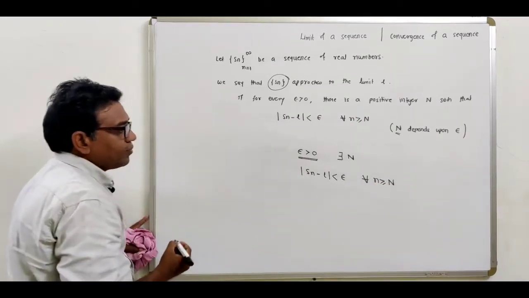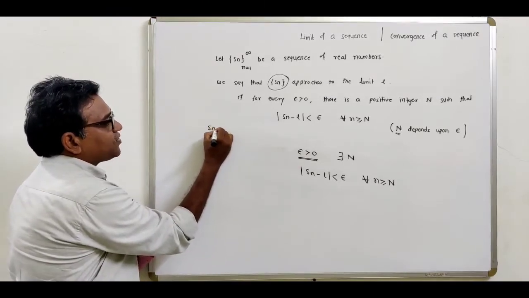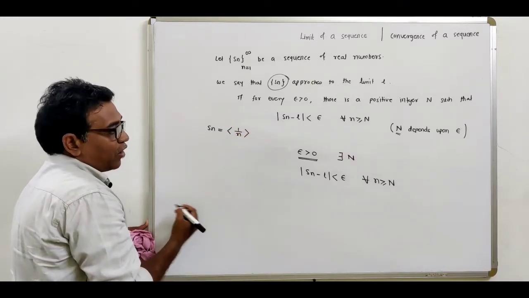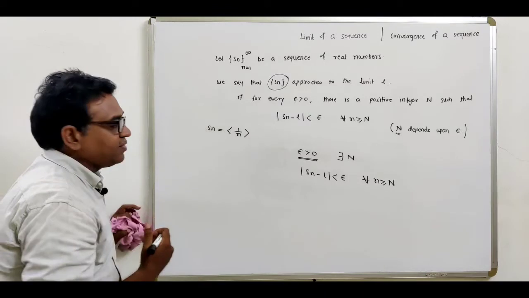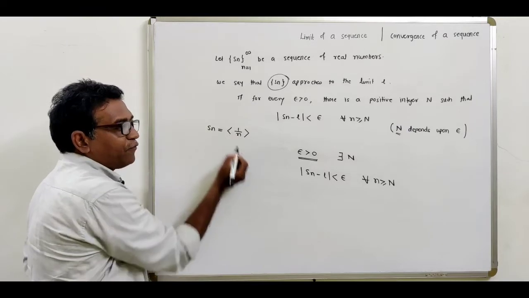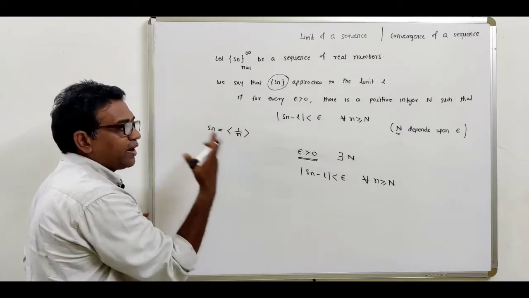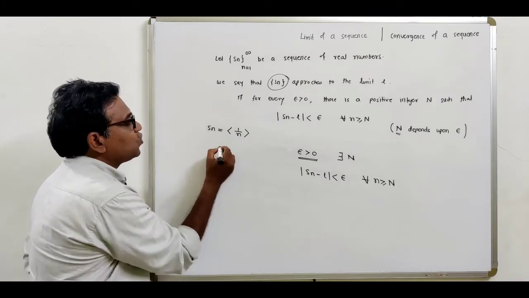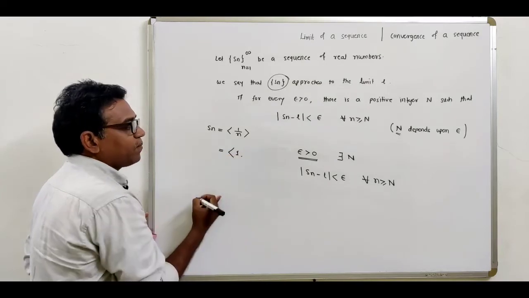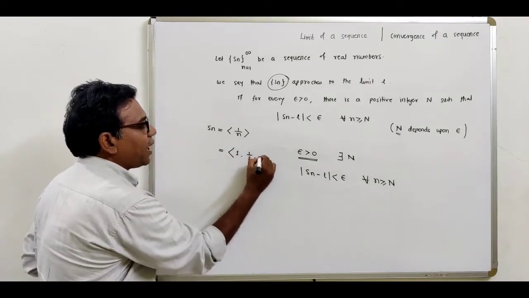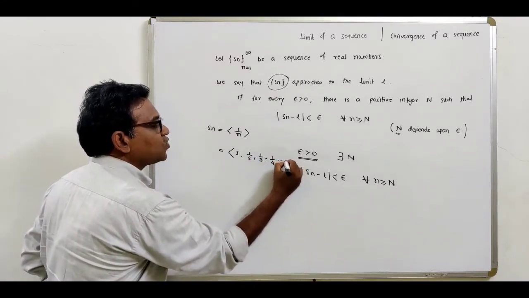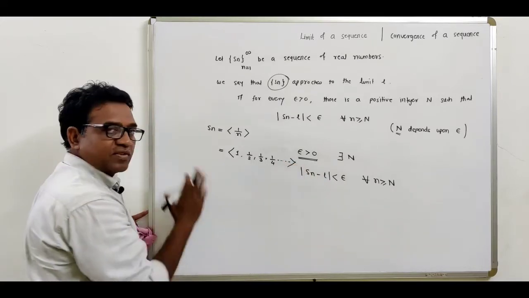Now see, suppose we consider the sequence Sn equal to 1 upon n. First of all, write down all the terms of the sequence. How to write all the terms? We take the element n from the natural numbers, put n equal to 1, 2, 3 and so on. So what are the terms of this sequence? Put n equal to 1, this is 1. Put n equal to 2, this is 1 half, then 1 upon 3, 1 upon 4, 1 upon 1000 and so on. So these are the terms of the sequence.